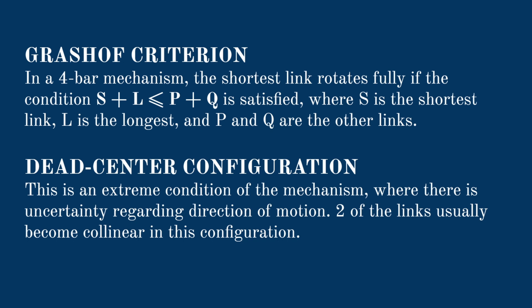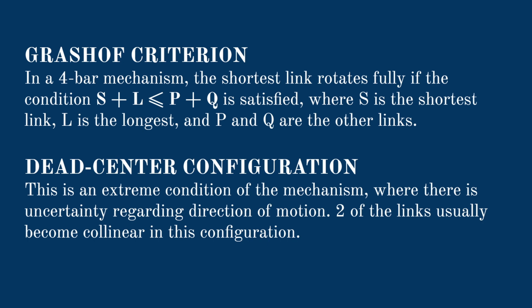Before going further, let us just look into two important concepts. First is Grashof's criteria. It states that in a 4-bar mechanism, the shortest link will act as the crank. That is, it will rotate completely only if this condition is satisfied: L plus S smaller than or equal to P plus Q, where L represents the longest link, S represents the shortest link, and P and Q represent the other two links.